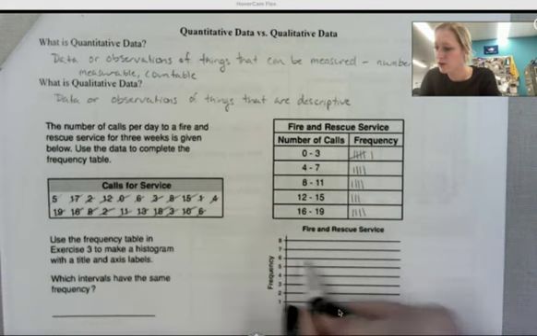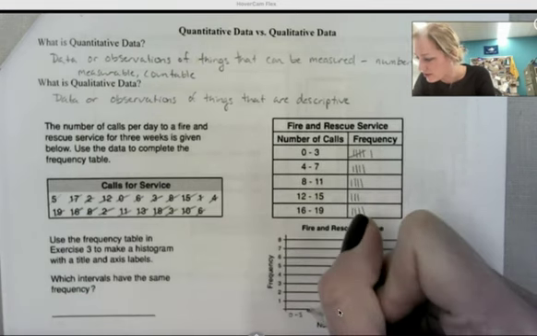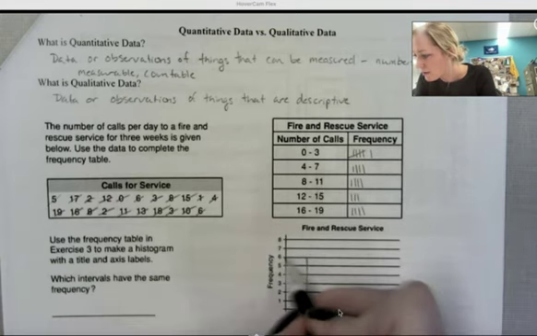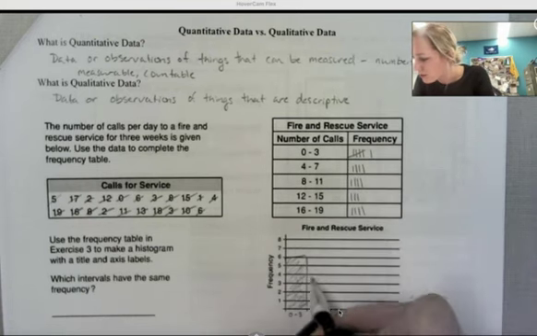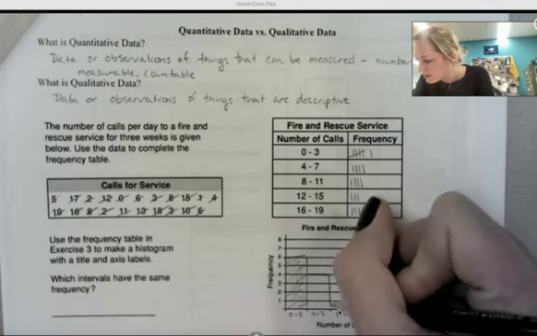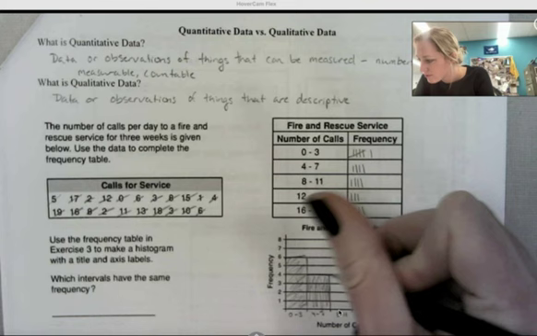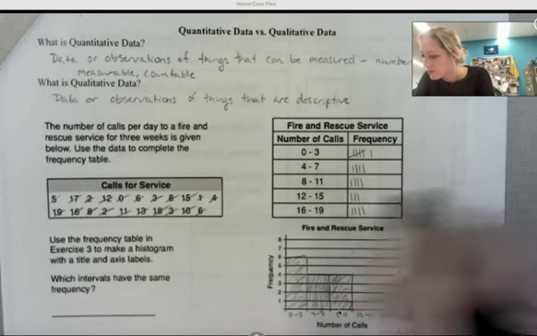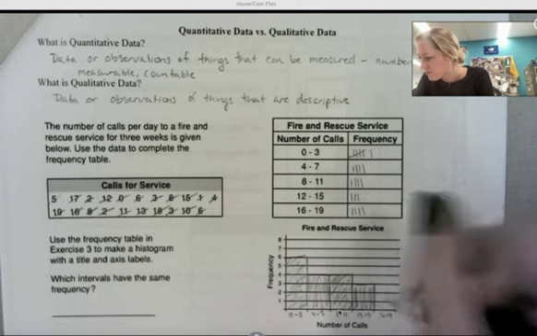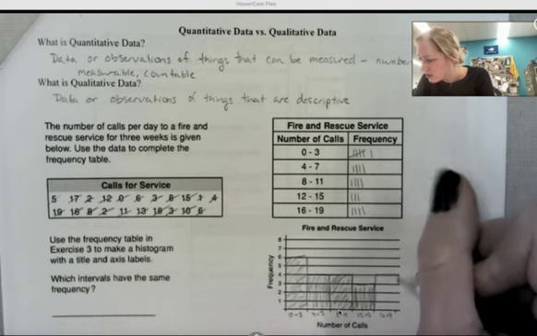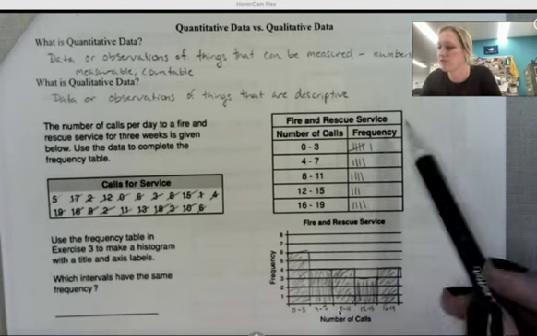Okay, so we're going to have a bar that goes up to represent the frequency. The calls from 0 to 3 were 6 of them. So I'm going to create a bar, and you can see there's a tick mark here. I'm going to go up to 6 and fill that in. Okay, 4 to 7, we had 4, so my bar is going to go up to the 4 line. 8 to 11 was also 4. 12 to 15 was 3. And then 16 to 19 was another 4. Okay, so this is a histogram that represents the frequency at which these calls occurred.